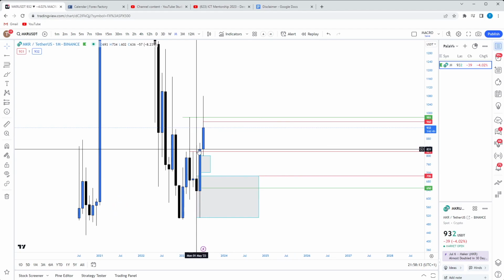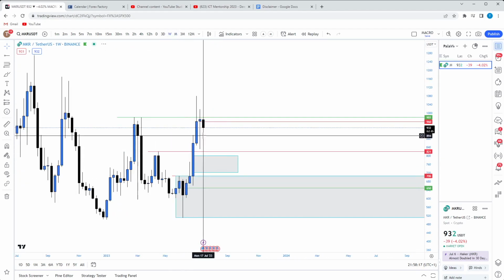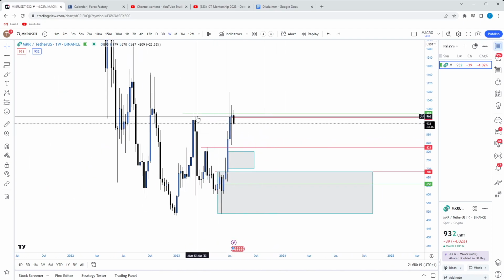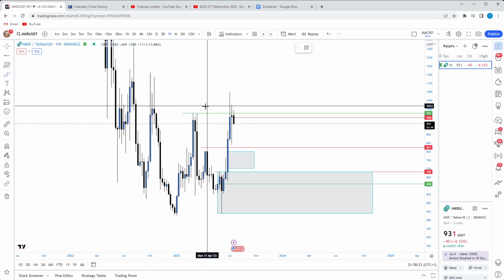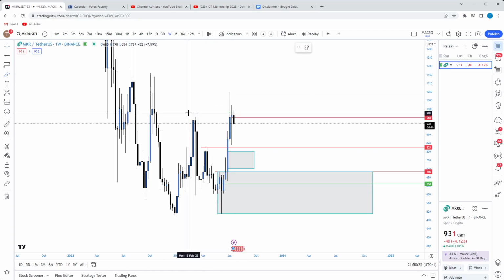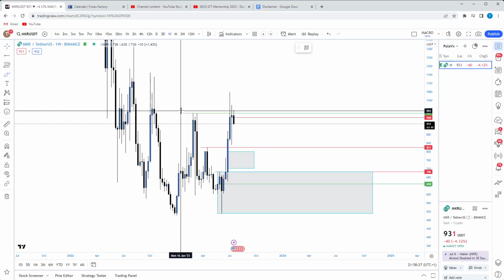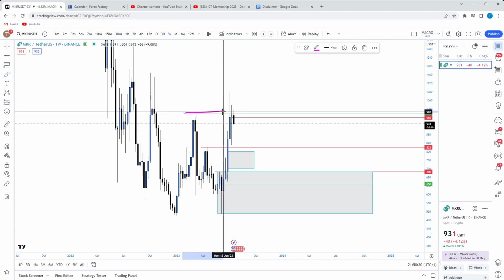Moving forward, we do see a closure above this high, indicating a market structure shift. From there, we see that some liquidity was taken out at these highs. I'll go into how we'd like to exit later on, but the majority of our exits are going to be at highs within the market.